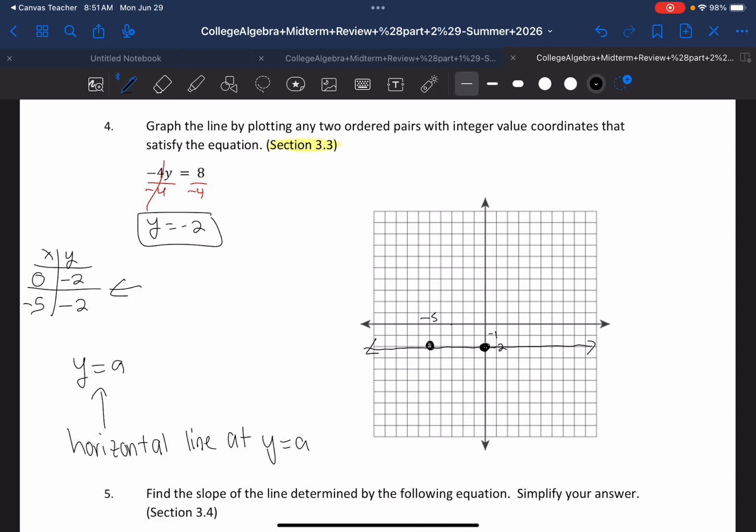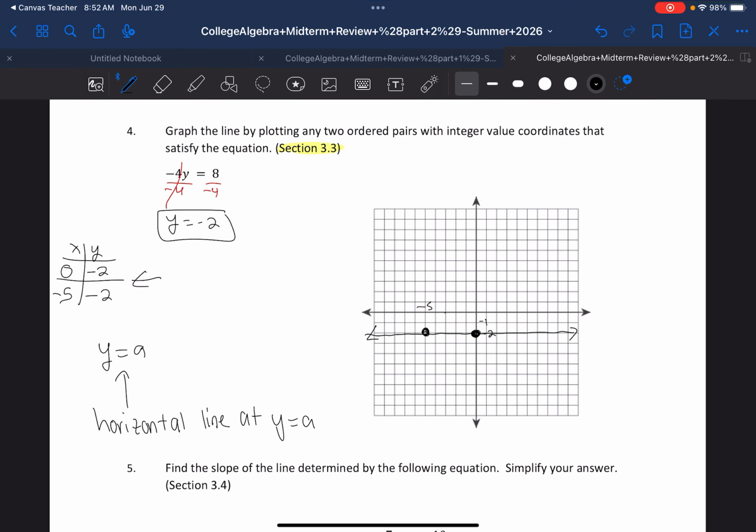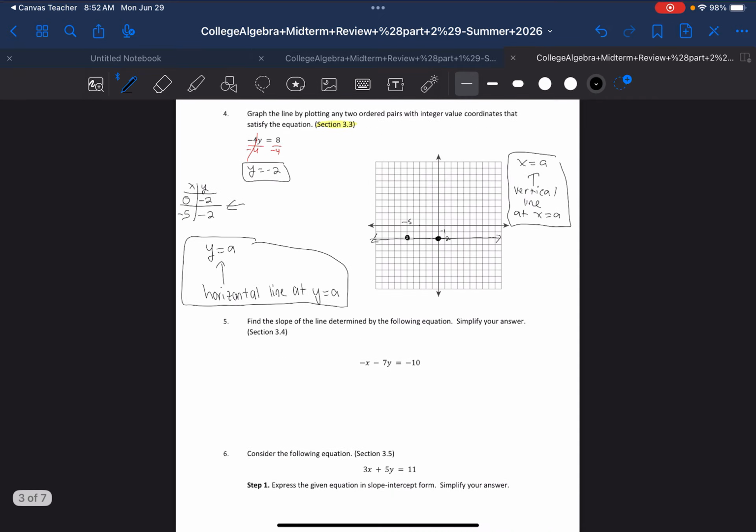The y will never change. Y goes up and down. So if you're not going up or down, you're only going left or right. So that's the best way to graph that equation. And if it's x equals some number a, this is a vertical line, up and down, at x equals a. So these are just little notes you can have on your flashcard if you need them.